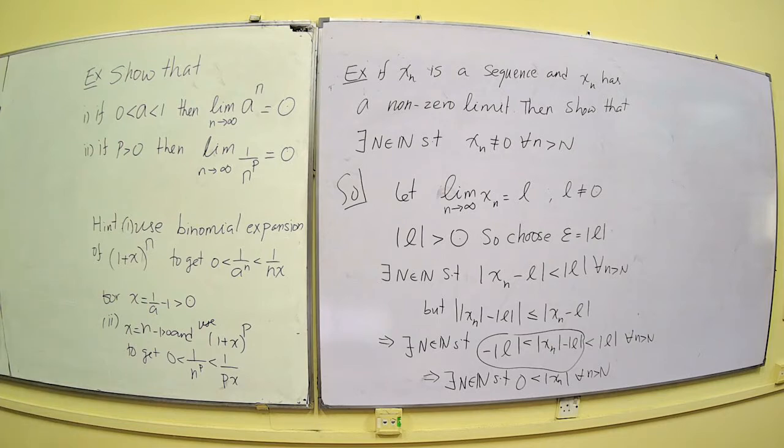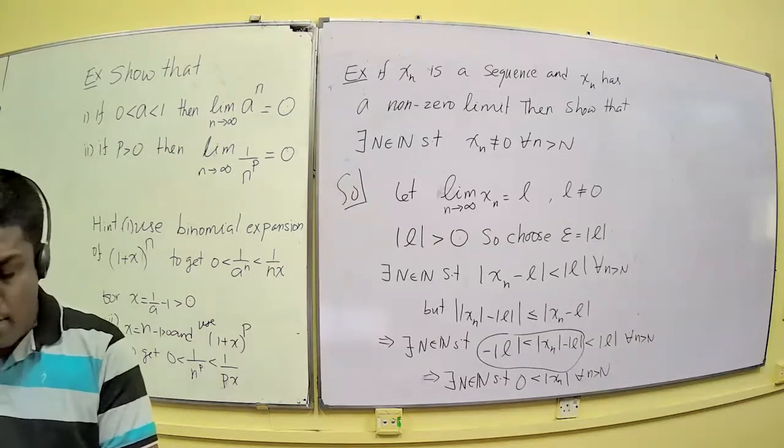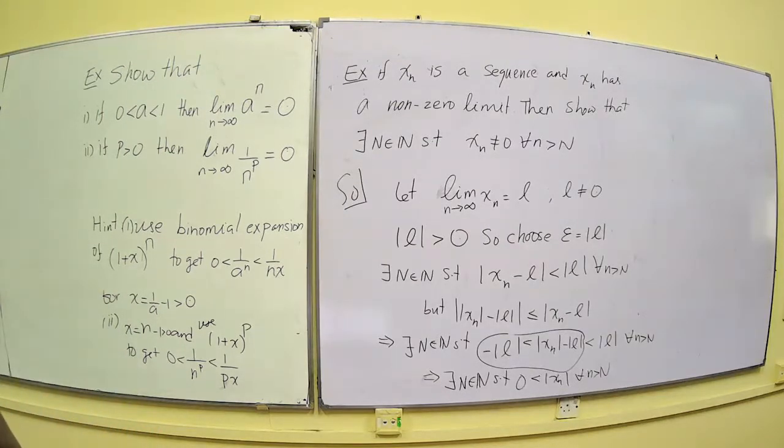So 1 plus x to the power p, and once you write that, you try to get an inequality like this: 0 less than 1 upon n to the power p is less than 1 upon px, but you know x is n to the power 1 upon p minus 1, so that's positive. So as n goes to infinity, 1 upon px goes to 0. Then by the sandwich theorem, you can see that the limit of the sequence will be 0, right? So these are again applications of the sandwich theorem, but applied in a different way.